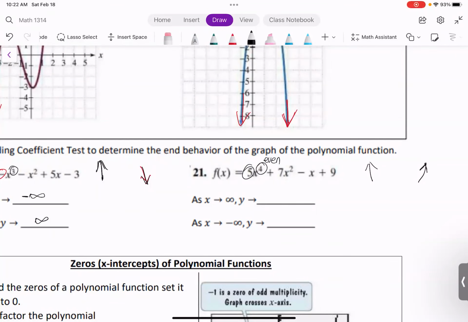Both point to the ceiling. So as x approaches positive infinity, y approaches infinity. As x approaches negative infinity, y approaches infinity.